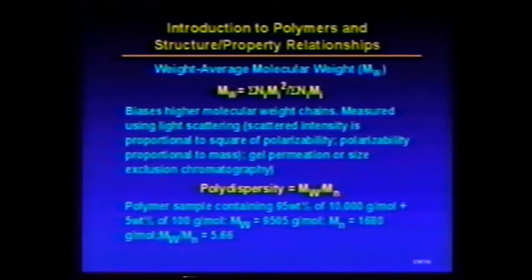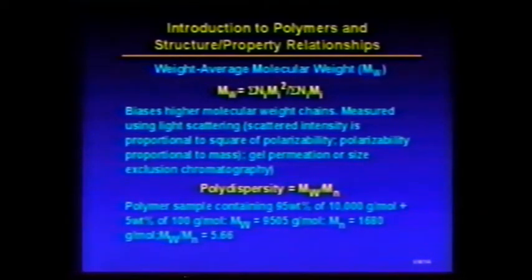Techniques that measure this value typically rely on the link between some measured property and the square of the molecular weight. A classic example is light scattering. Gel permeation chromatography will also get this number. And a key result of these measurements is the ratio of Mw to Mn, sometimes called the polydispersity. That ratio gives an idea of the breadth of the molecular weight distribution.